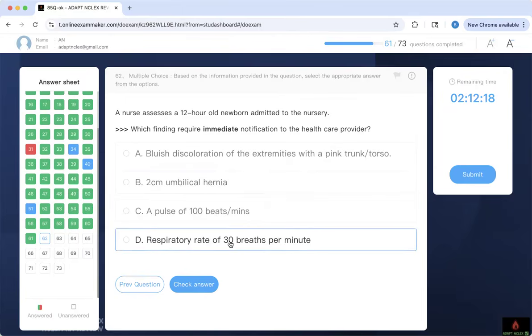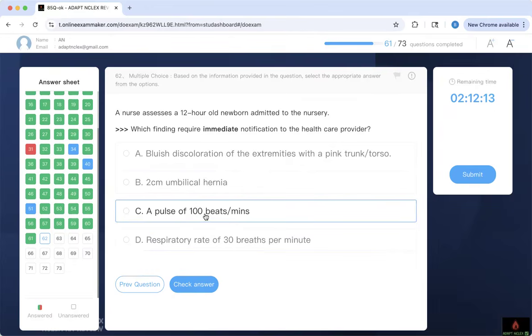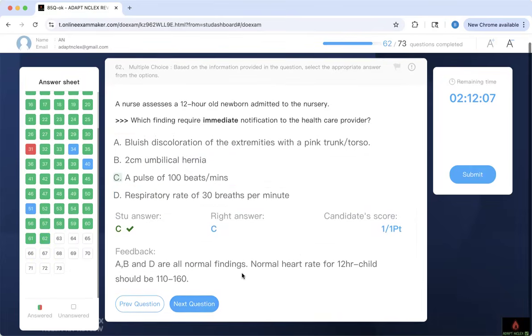Respiratory rate is normal. Pulse of 100, that's low. We need 110 to 160. Umbilical hernia and bluish discoloration are expected. So this is bradycardia for the kid.